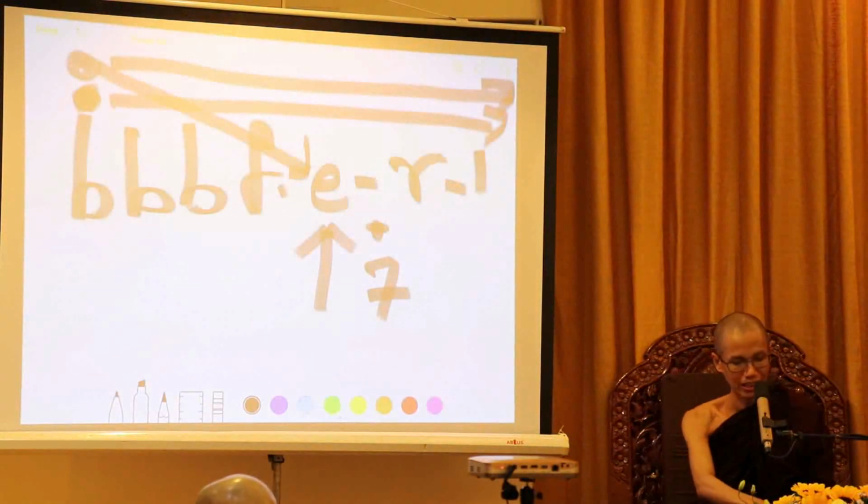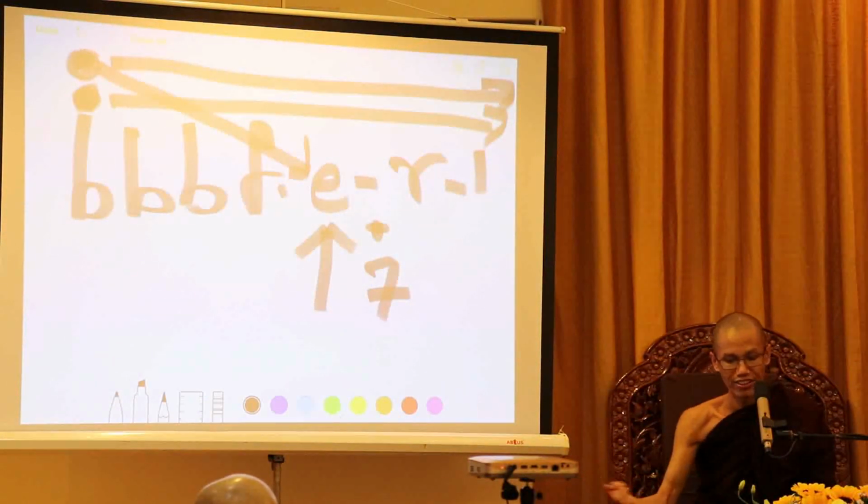So you see, the color object arises before eye consciousness. Because of this, it is Purejata also, Indriya Purejata. Okay, eye consciousness, eye sensitivity.